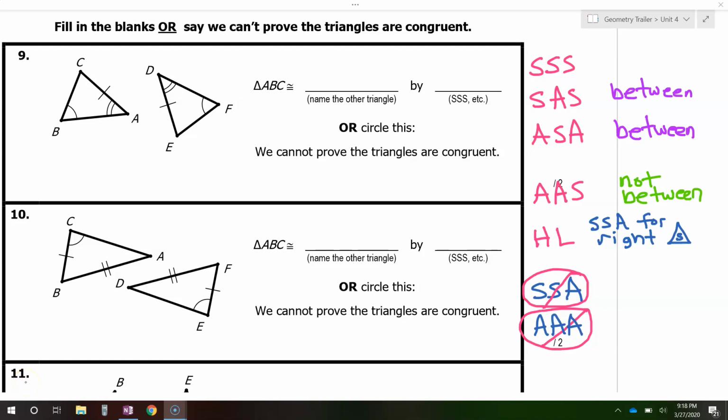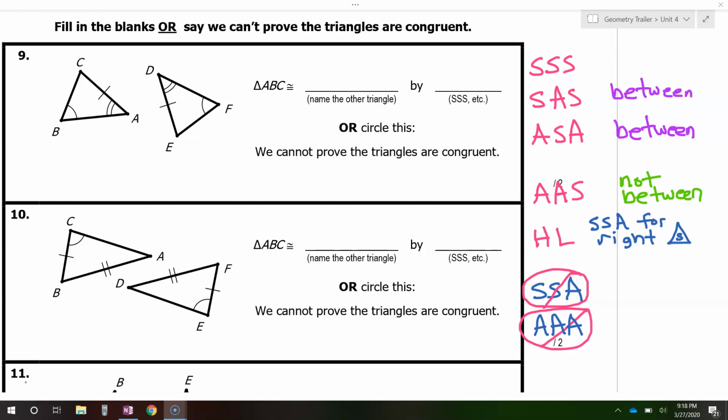In this video, I will show you how to prove that two triangles are congruent. Or, if we can't, we'll say that we can't prove the triangles are congruent. These are the 5 ways that we can prove that triangles are congruent. Side, side, side, side, angle, angle, angle, side, or hypotenuse, leg.